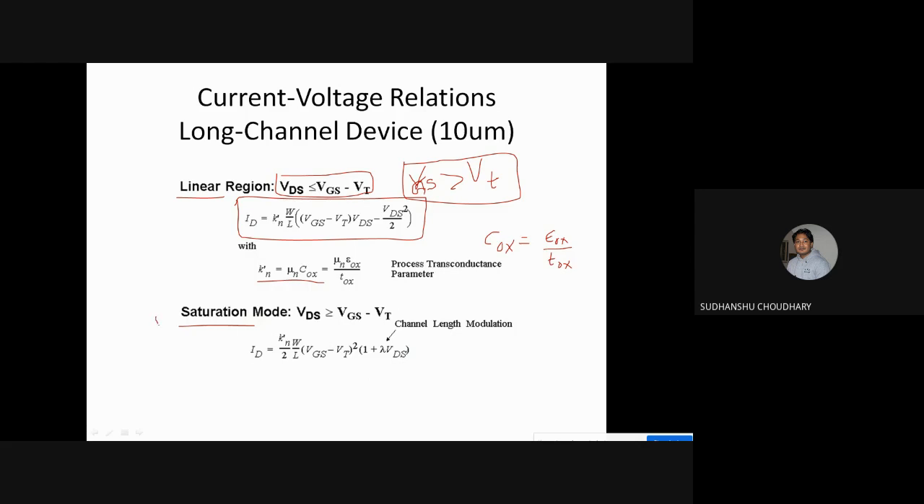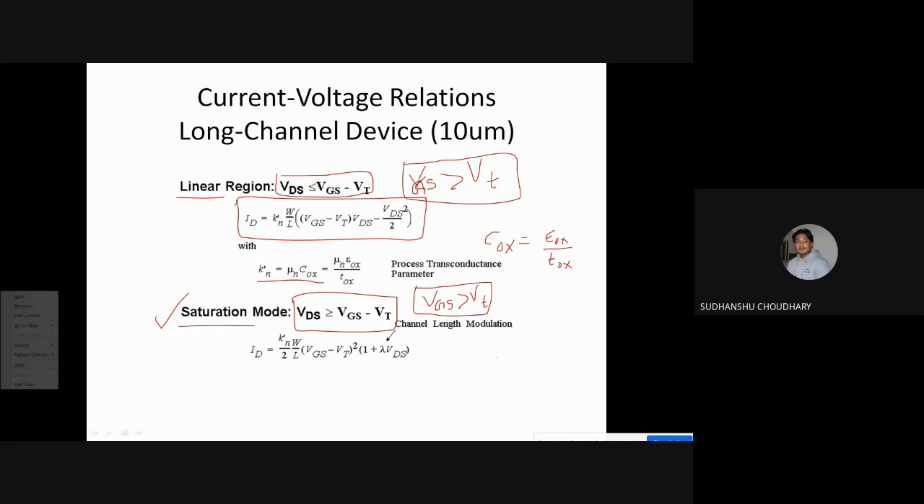Now the current in saturation. For saturation, you again need a condition, that is VDS should be greater than or equal to VGS minus VT. Earlier we had VDS less than VGS minus VT for the linear region. For saturation, VDS should be greater than or equal to VGS minus VT, and also VGS should be greater than VT. So there are two conditions for saturation. One is VGS should be greater than VT. The other is VDS should be greater than or equal to VGS minus VT.